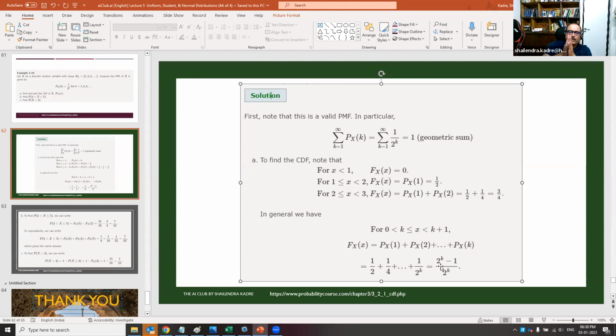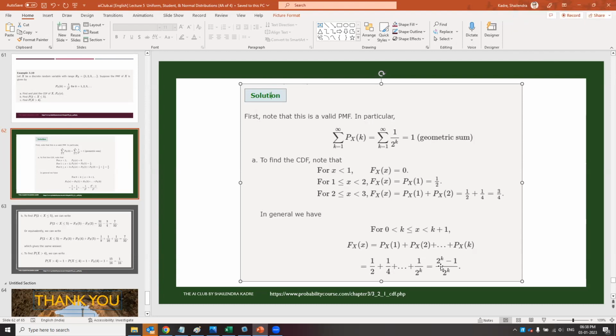You might have forgotten. If you add up this geometric progression, 1 upon 2 to the power 1, 1 upon 2 to the power 2, 1 upon 2 to the power 3, up to 1 upon 2 to the power k, it will add up to (2 to the power k minus 1) upon 2 to the power k.